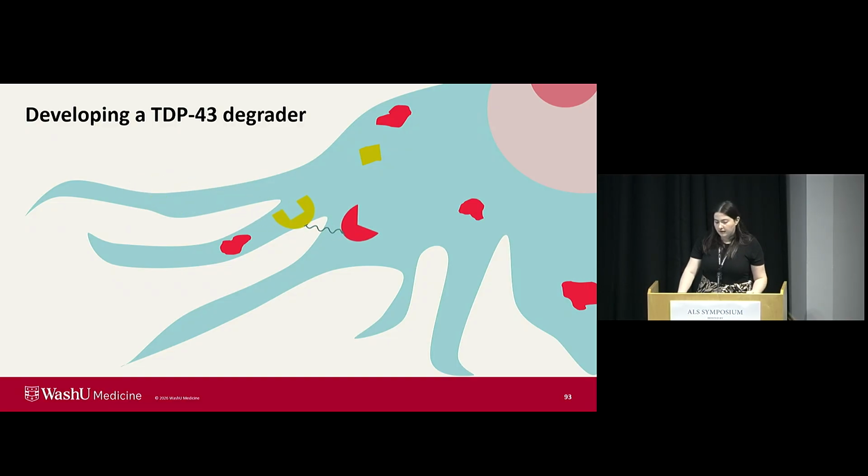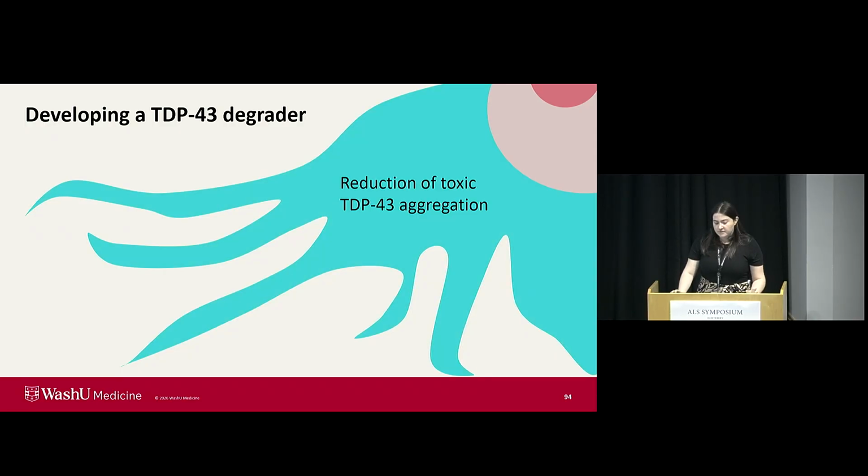So the molecule enters the cell and it grabs onto its targets, right? In yellow, we have our cell's degradation machinery, and red is our TDP43 aggregate. And then it brings them together and lets the cell do its thing and tags the protein and breaks it down. And what's great about these small molecules is that they can be used over and over and over again to break down multiple aggregates of TDP43. So ultimately, we hope that we can use this to reduce the toxic TDP43 aggregation throughout the rest of the cell body.